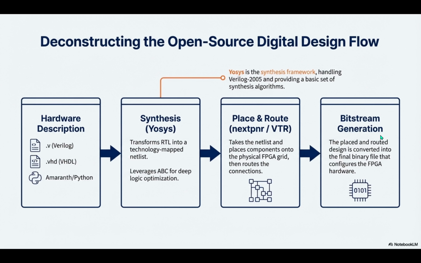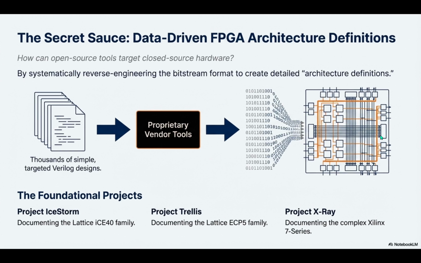That flow makes sense. But it brings us to the fundamental mystery here. The vendors guard their chip architectures so closely. So how do these open source tools know how to talk to closed source hardware at all? This is the real secret sauce. And it's just a heroic effort in community-driven reverse engineering. The technique is called data-driven FPGA architecture definitions.